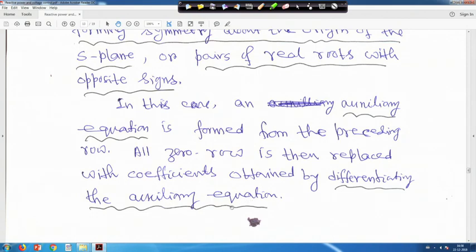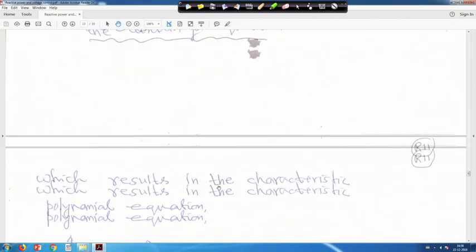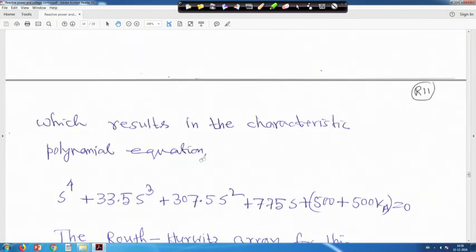All these things you have studied in your third year control system engineering. Now, we go to the Routh-Hurwitz array, which results from the characteristic polynomial equation.